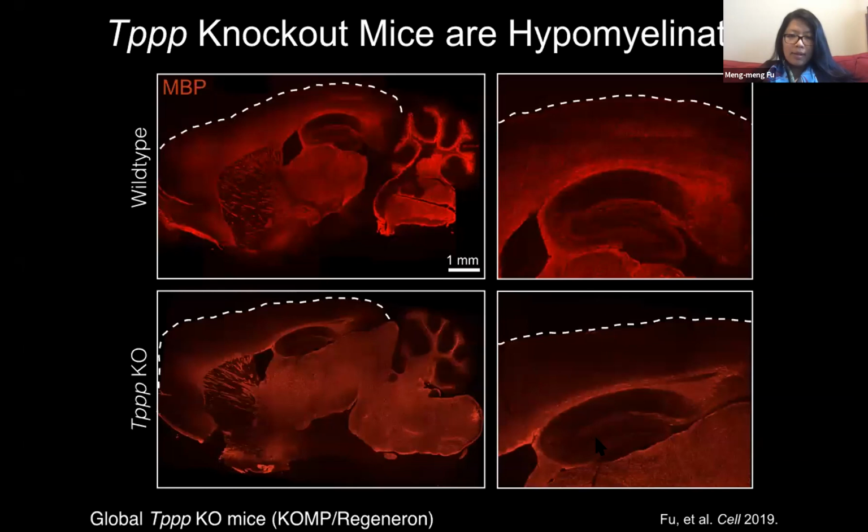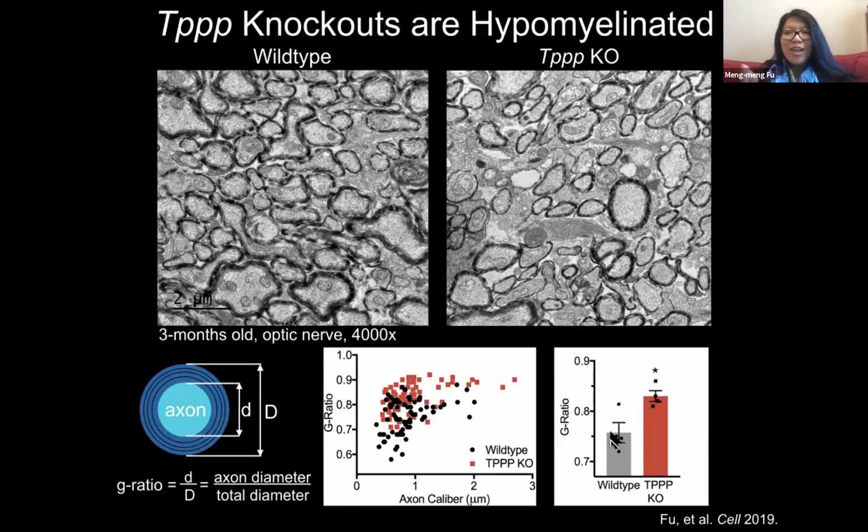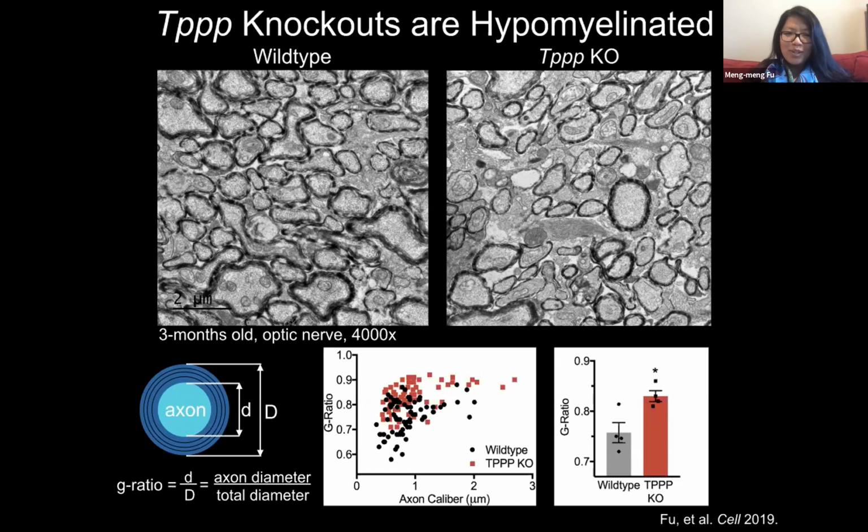We can also look by EM. These are 3-month-old optic nerves, and quantifying these structures, we see that there is, again, an increase in G ratio, which, as Ashley already explained to you, indicates that the myelin sheaths are now thinner in the TPPP knockout mice. I should add that we see no difference in the percentage of axons that are myelinated, but what we do see is some aberrant structures where the axons have large swellings that are filled with organelles.